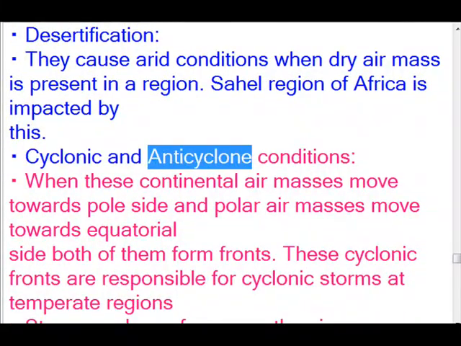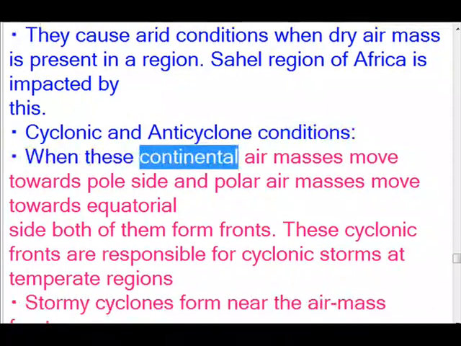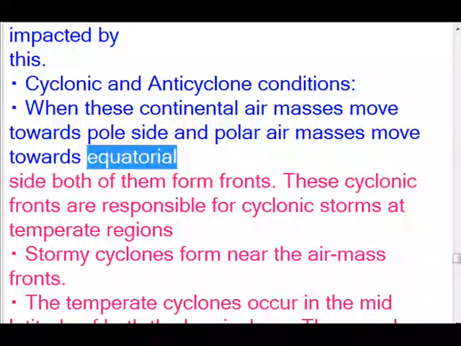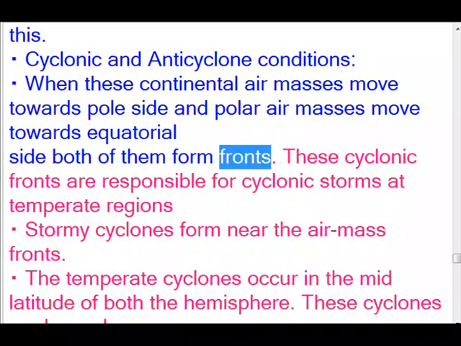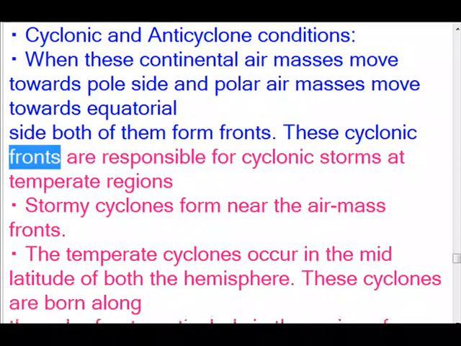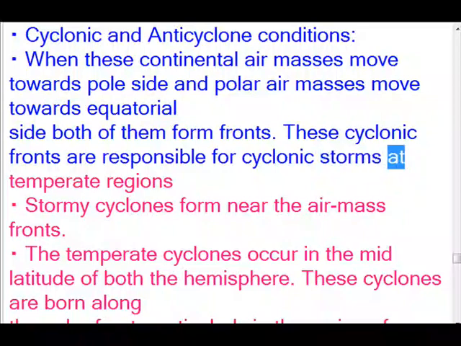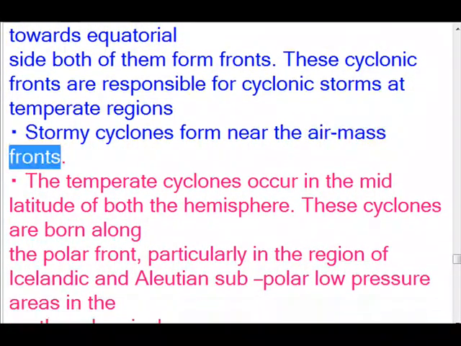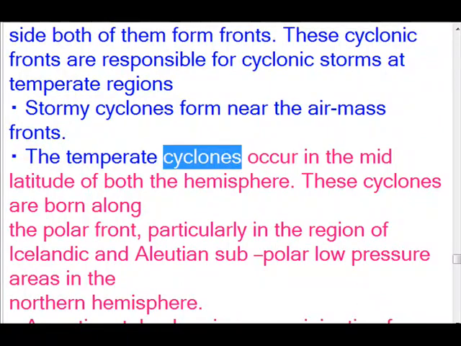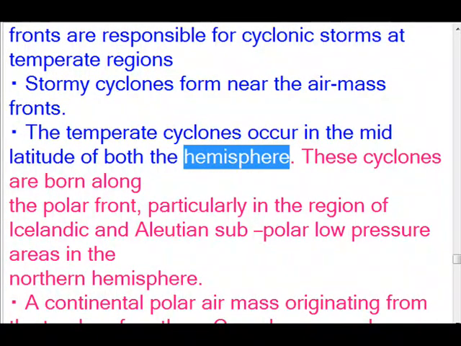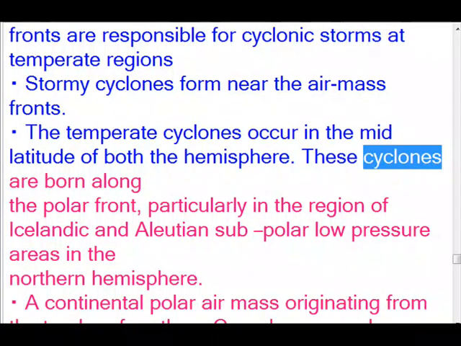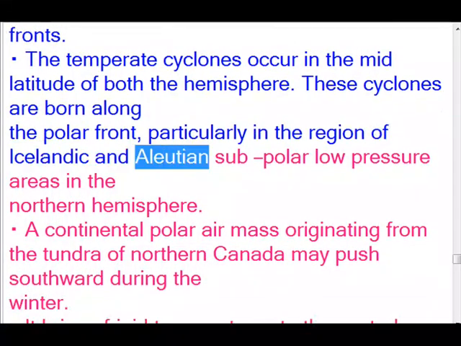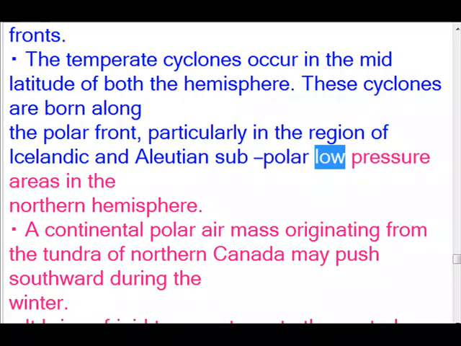Cyclonic and anticyclone conditions. When continental air masses move towards the pole side and polar air masses move towards the equatorial side, both of them form fronts. These cyclonic fronts are responsible for cyclonic storms in temperate regions. Stormy cyclones form near the air mass fronts. The temperate cyclones occur in the mid-latitudes of both hemispheres. These cyclones are born along the polar front, particularly in the region of Icelandic and Aleutian subpolar low pressure areas in the northern hemisphere.